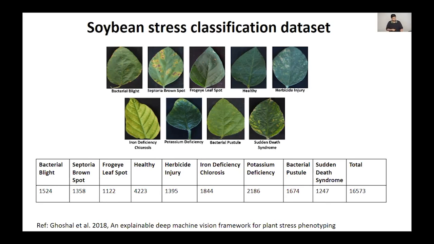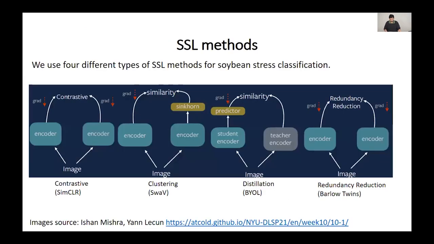The classes were bacterial blight, brown spot, frog eye leaf spot, herbicide injury, iron deficiency chlorosis, potassium deficiency, bacterial pustule, and sudden death syndrome. So as you can see, the data is imbalanced. The healthy class had 4,000 images and the infected classes around 1,500 to 2,000 images.